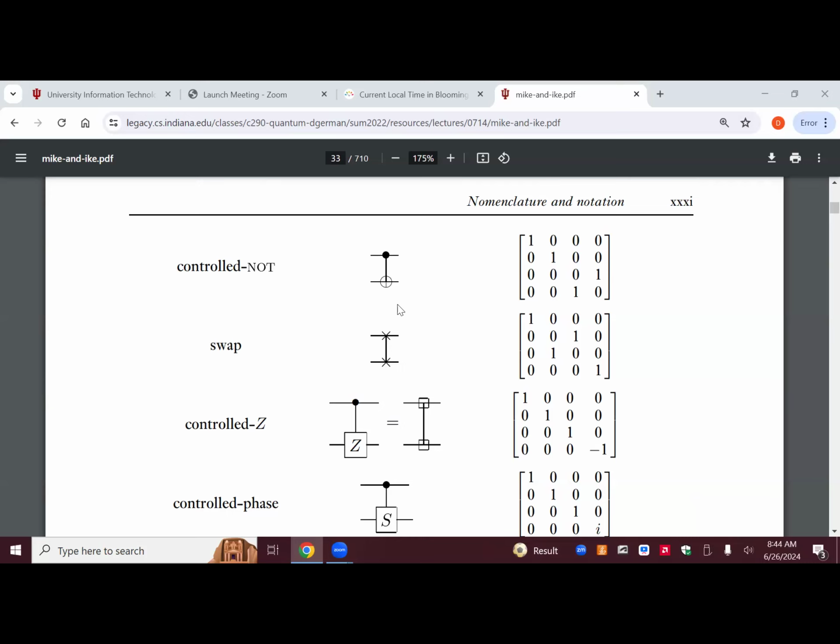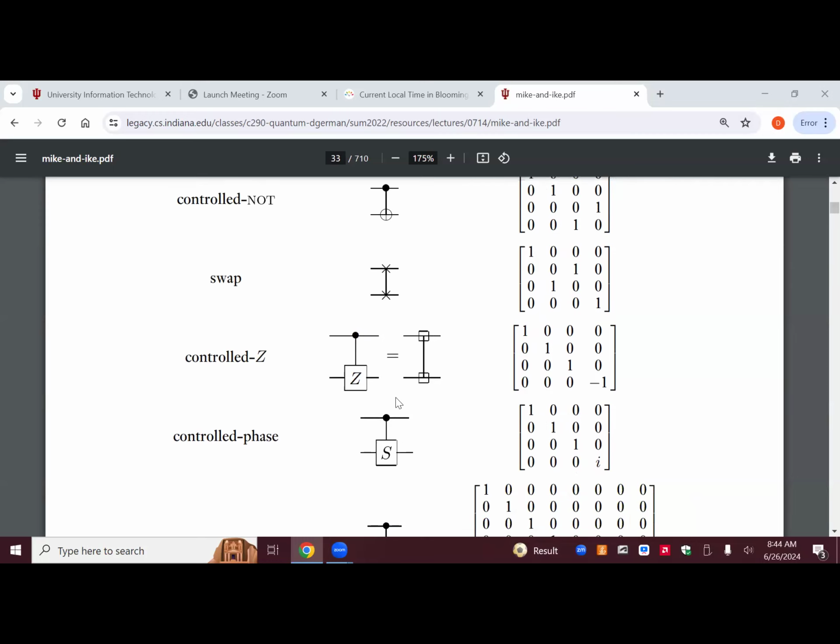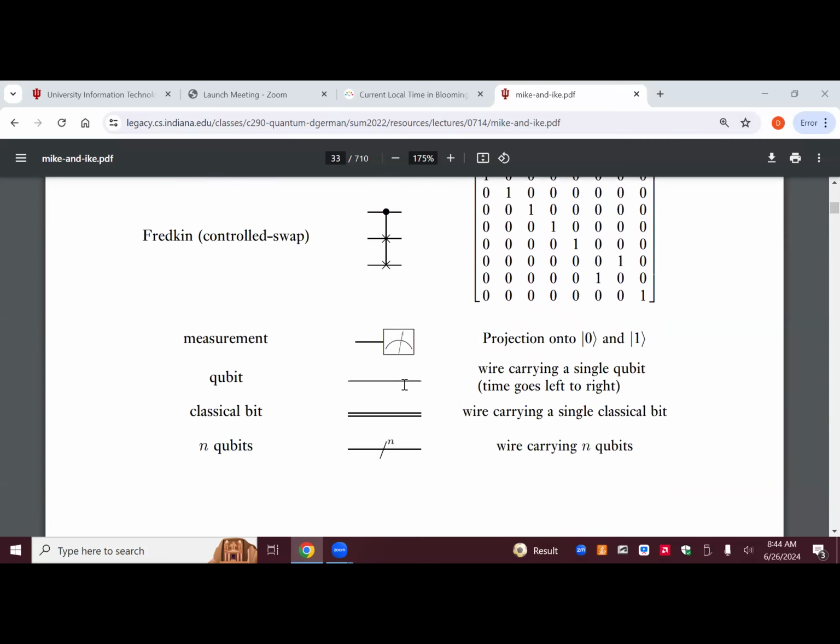It's important to simplify circuits because the deeper the circuit is, the higher the likelihood of errors in the hardware that we have today. Control Z, we haven't learned about it, but it's very simple and interesting. And that's basically it in terms of what we're going to learn, what we're going to use.